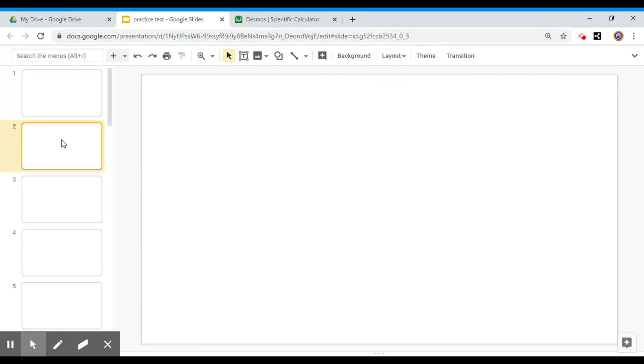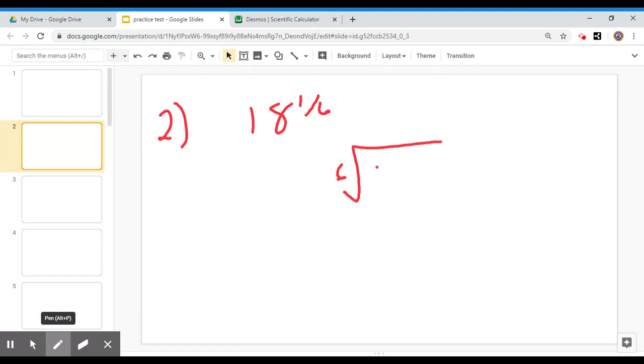All right. Second one, we had to rewrite 8 to the 1/6 power using radical notation. So this one is pretty straightforward. It's just the 6th root of 8.